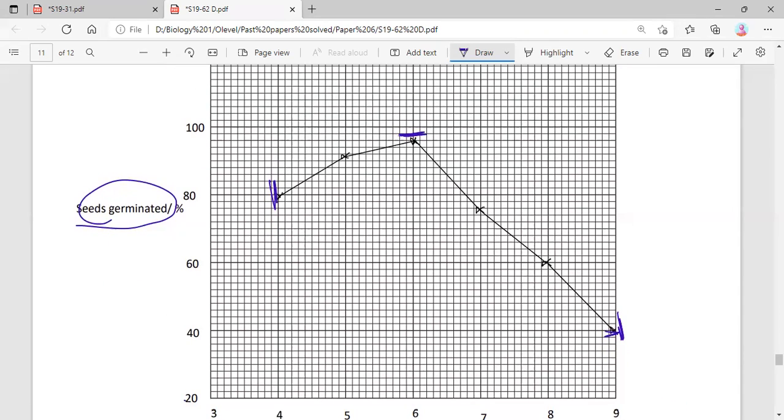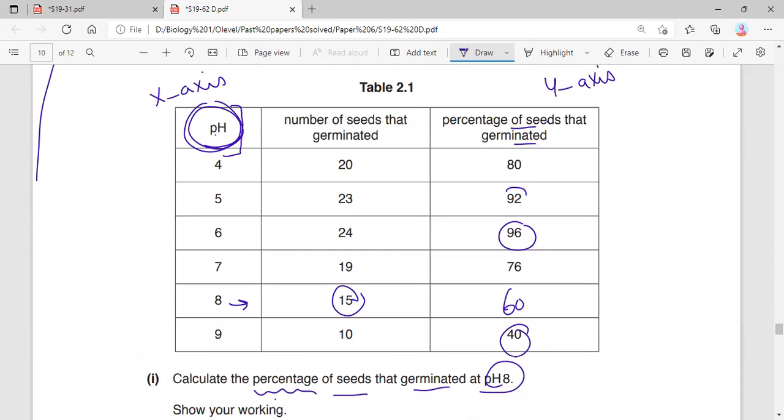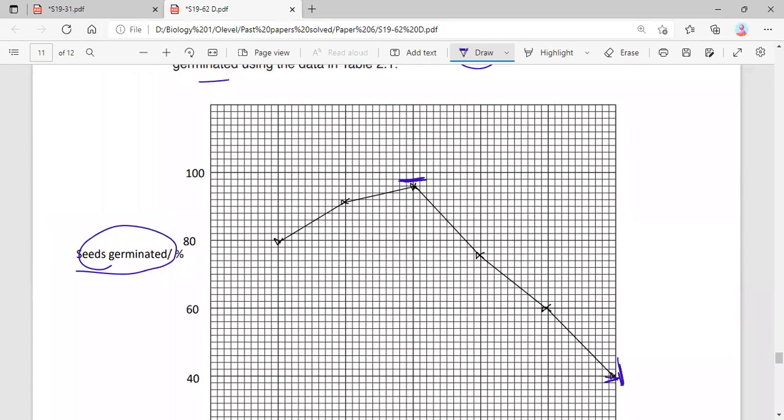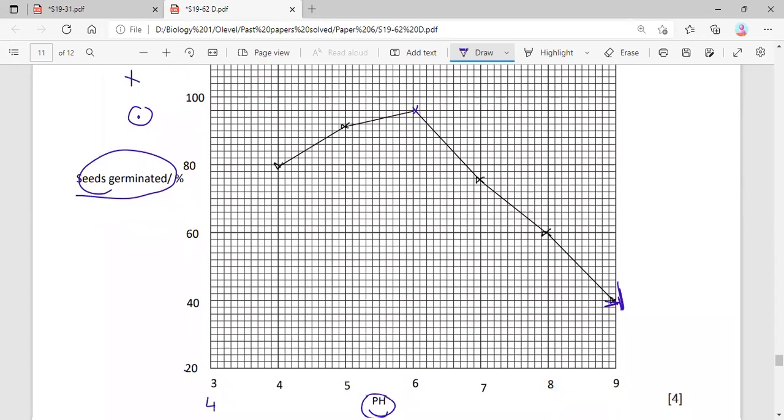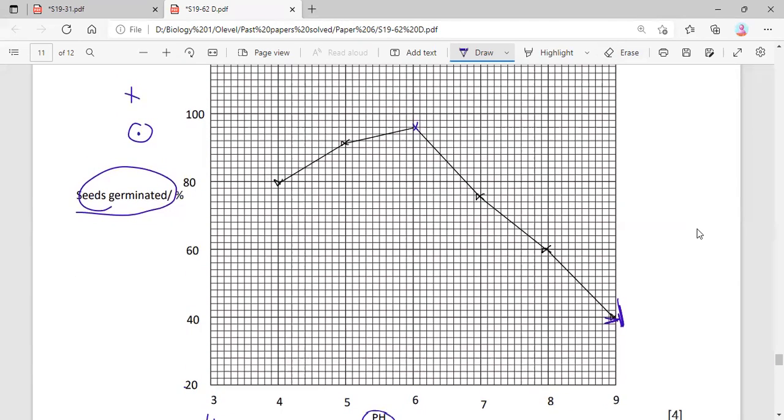You then start to plot the points. At 4, it was 80%. At 5, it was 92. At 6, 96. You start plotting your points. You should put the points as X or a dot in a circle. After you put the points, you connect them, joining point to point using your ruler. And this is how the graph should look.